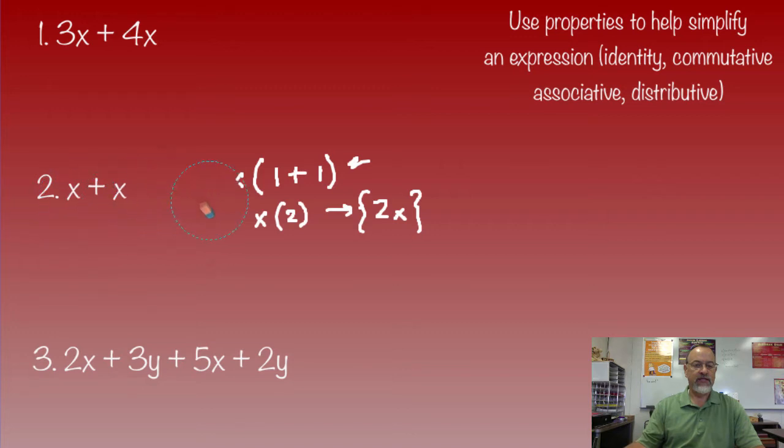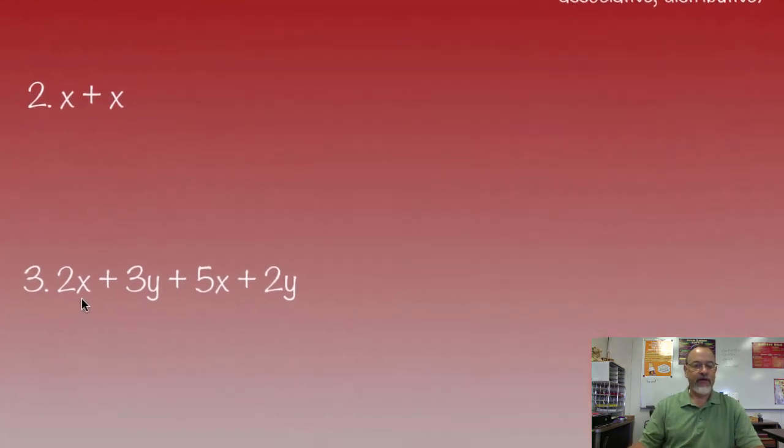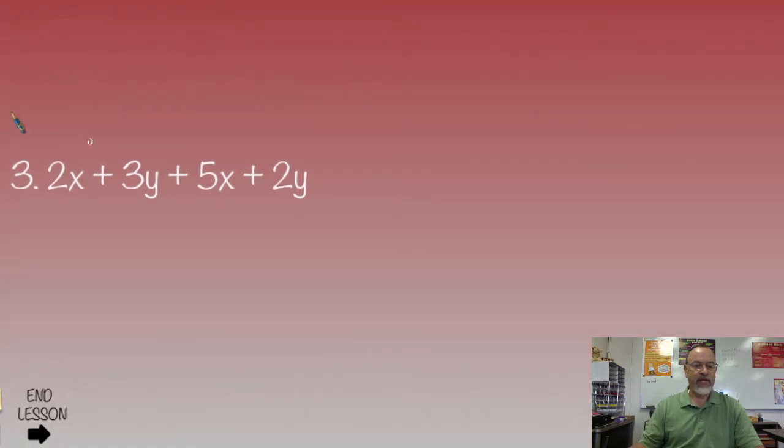All right, let's look at this last one here, because we're going to use another property here. Now here I notice that my like terms are kind of spread apart.